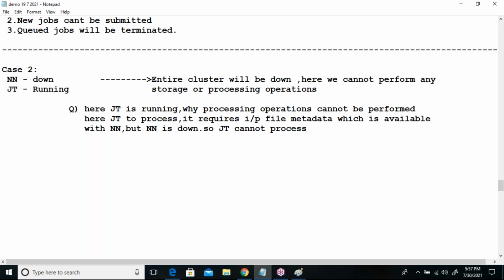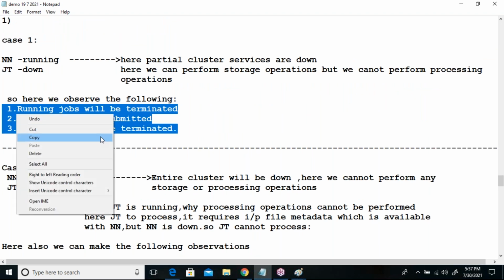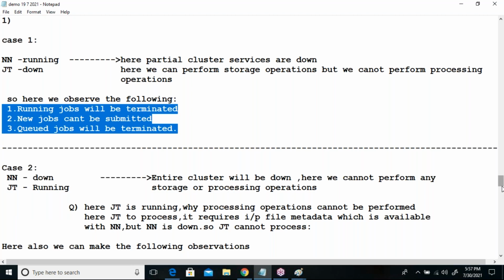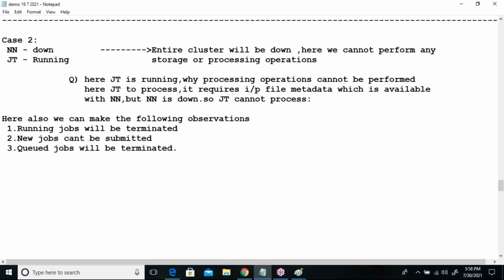So here also we can make the following observations. Running jobs will be terminated, new jobs can't be submitted, and queued jobs will be terminated.